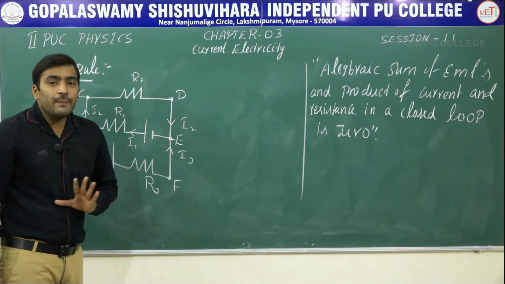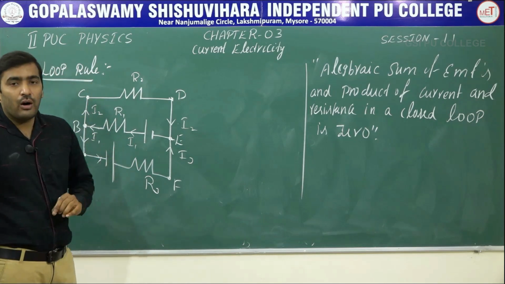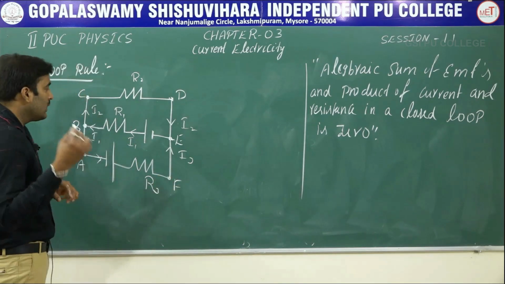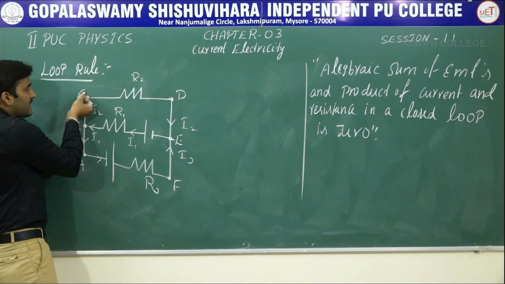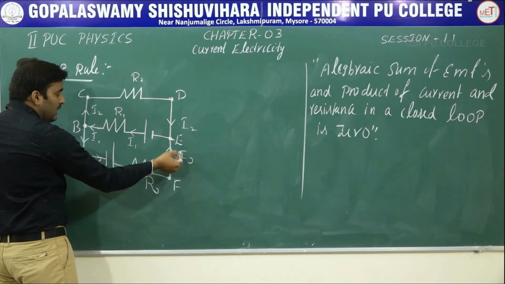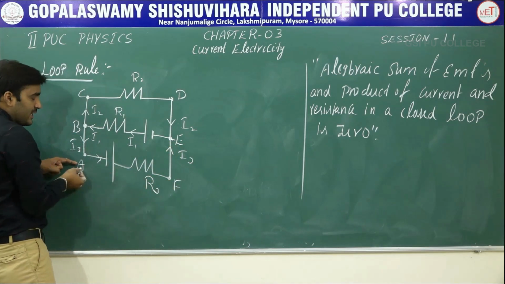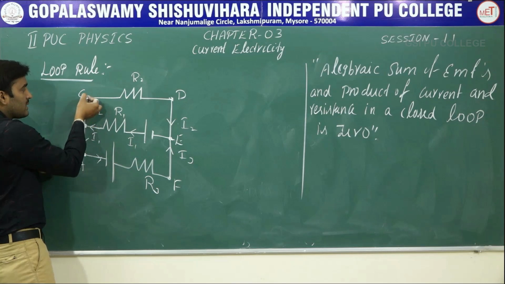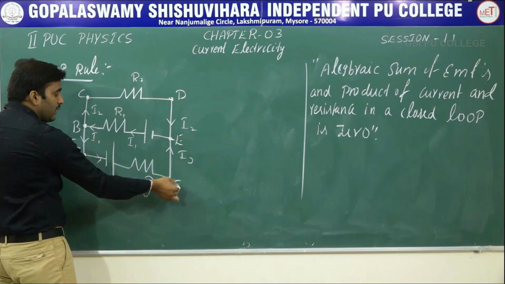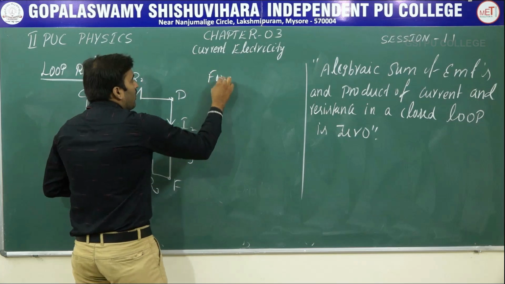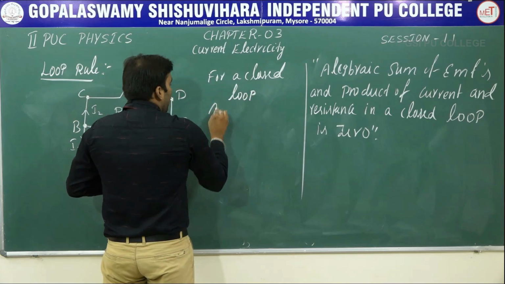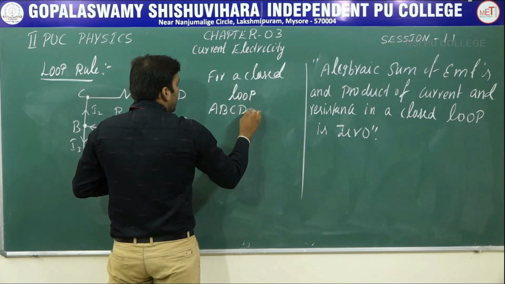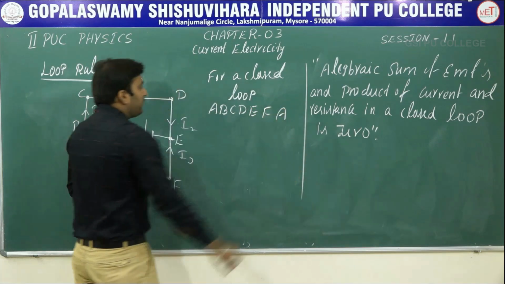Now let us apply Kirchhoff's loop rule for one particular loop. Observe carefully. I will consider a loop like this: A, B, C, D, E, F, A. I am coming back to the same point. So for a closed loop, A, B, C, D, E, F, A.